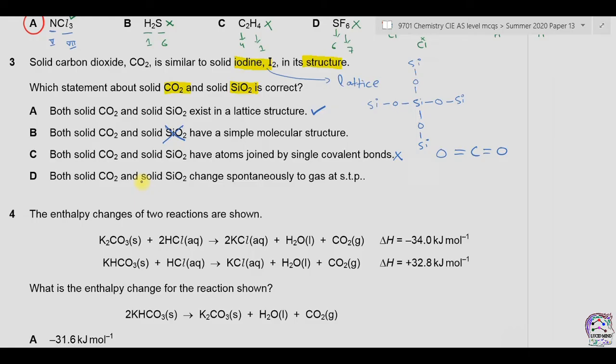Both solid carbon dioxide and solid SiO2 change spontaneously to gas at standard temperature and pressure. It is correct for carbon dioxide, but silicon dioxide does not change easily because the bonds are very strong and it needs a lot of heat. So therefore this is incorrect. The only correct option is A.